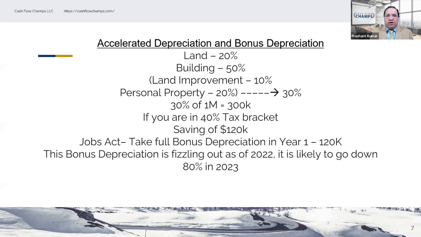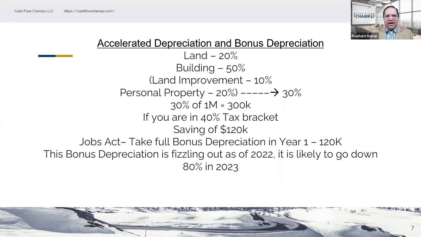So 30% approximately, land improvements and personal property, if combined together, which is about $300,000, that can be depreciated. And if you are in a 40% tax bracket, you are talking about $120,000 saving. So a couple of years ago, when Trump came, we had the Jobs Act. In that, you can take full bonus depreciation in year one. So approximately 30% of the value of the asset can be depreciated in year one.